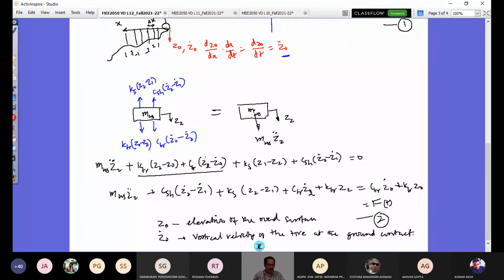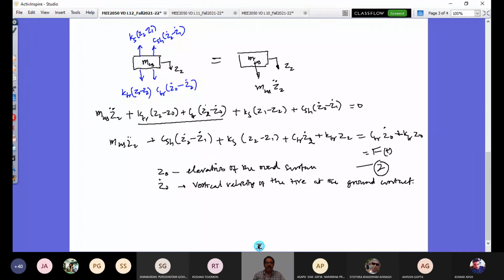Yes, sir. Fine. How does that come? I just have explained. Z naught dot would be equal to dz naught by dx, the slope at that point, multiplied by the velocity of the vehicle. So dz naught by dx multiplied by dx by dt, which is the vehicle linear velocity in the x direction, is going to be dz naught by dt. That's going to be Z naught dot. So Z naught dot multiplied by CTR is the damping force, because of the tire interaction with the road surface. Is that clear? Yes.